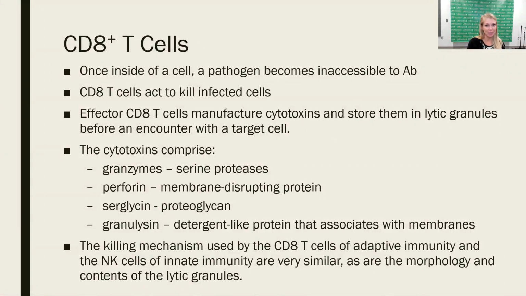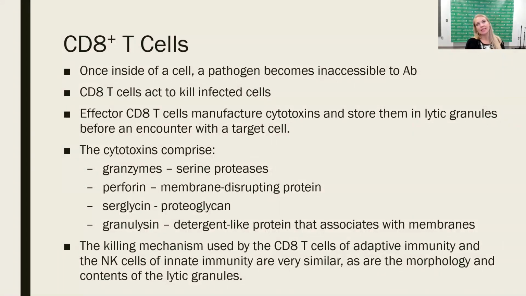So effector CD8 positive T cells, or cytotoxic lymphocytes, are going to contain cytotoxins. They make them, they store them in lytic granules, and then they will deliver those little granules directly to the infected cell through a synapse. They contain a couple different enzymes, granzymes, perforin, proteoglycans that are going to be destructive to the cell, rupture the membrane and different things like that, maybe cause apoptosis.